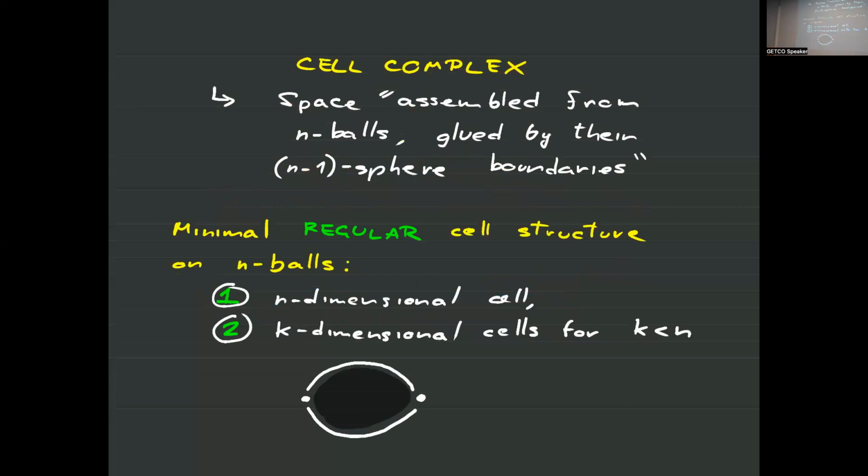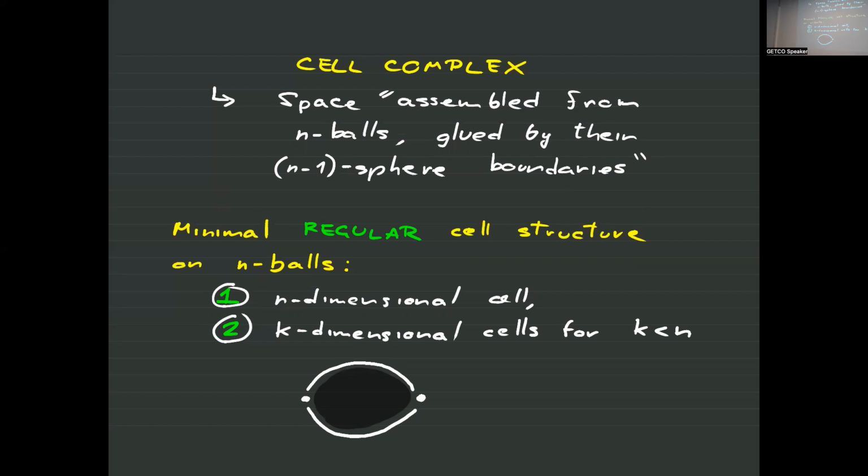Okay. Just to remind us what a cell complex is, informally, a cell complex is a space that is assembled from certain building blocks, which we can interpret as topological balls of different dimensions. And these building blocks are allowed to be glued by their boundaries, which can be seen as topological spheres, one dimension down.